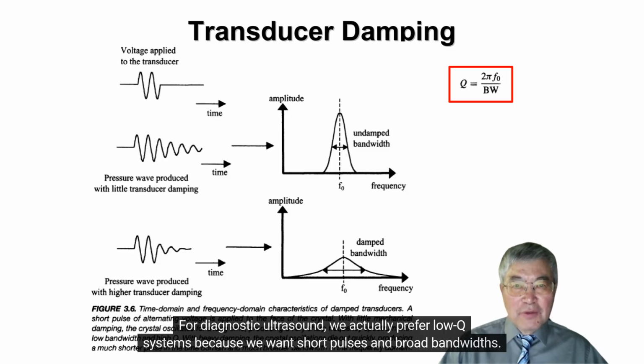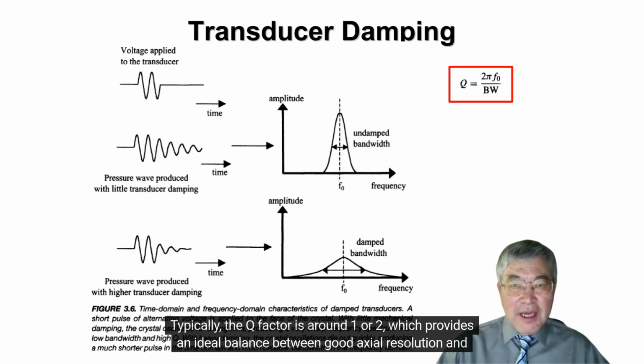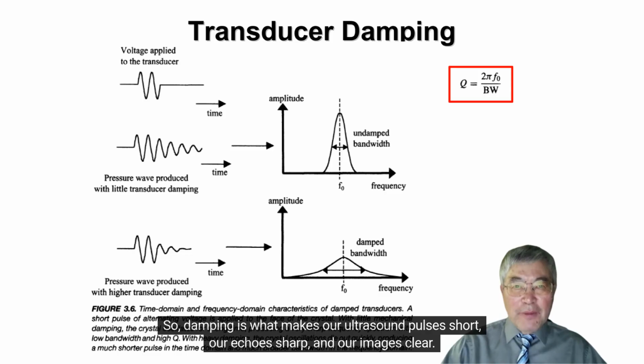For diagnostic ultrasound, we actually prefer low Q systems because we want short pulses and broad bandwidths. Typically, the Q factor is around 1 or 2, which provides an ideal balance between good axial resolution and manageable signal strength. So, damping is what makes our ultrasound pulses short, our echoes sharp, and our images clear.